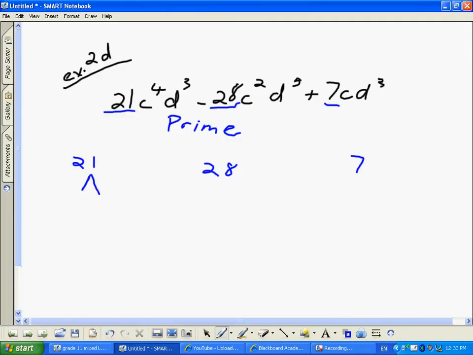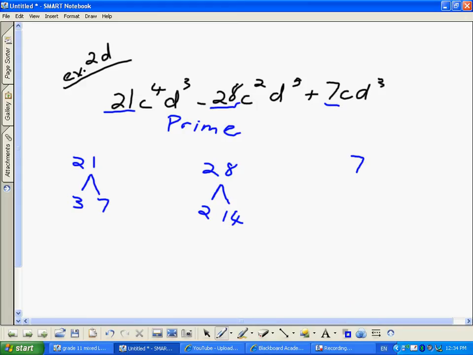So, 21. Factors of 21 are 3 and 7. And luckily, 3 and 7 are prime numbers. I can't break 3 down anymore. It's 3 and 1. And I can't break 7 down anymore. So I'm already set there. 28. Well, I can do 2 and 14. Or I could have done 4 and 7. Doesn't matter. We're still going to end up at the same answer.